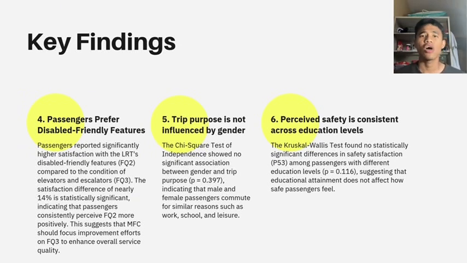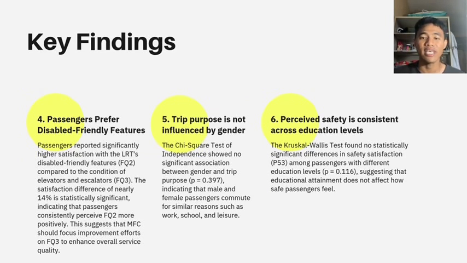service. Next, one of the analyses we conduct was to test whether trip purpose is influenced by gender. In other words, we want to see if male and female passengers tend to use the LRT system for different reasons, such as commuting to work, going to school, travelling for leisure or other purpose. To explore this, we use the chi-square test of independence, which is commonly used to determine whether there is a relationship between two categorical variables. In this case, gender and trip purpose.